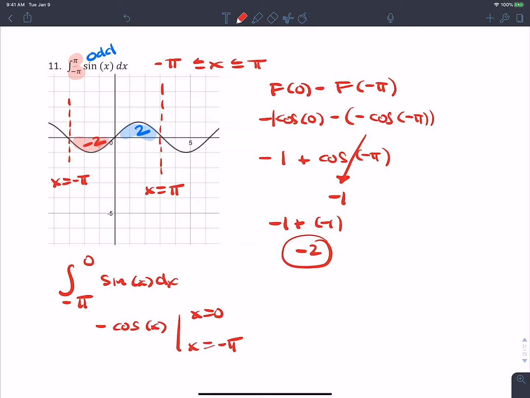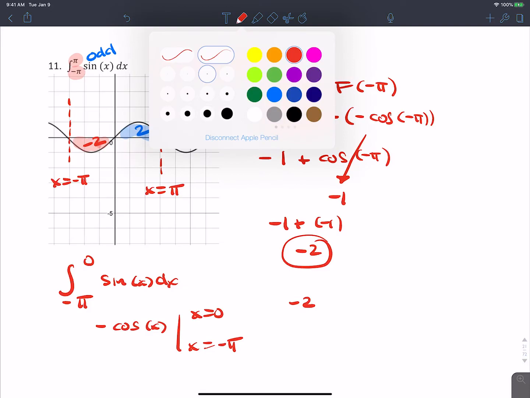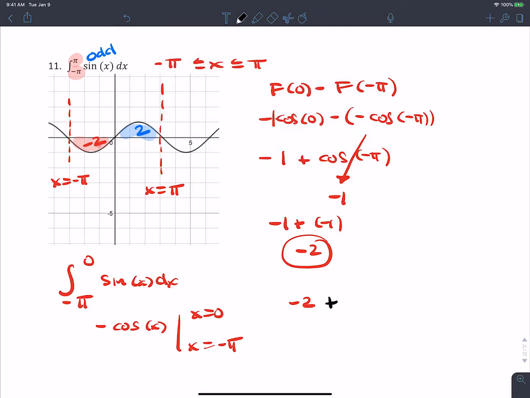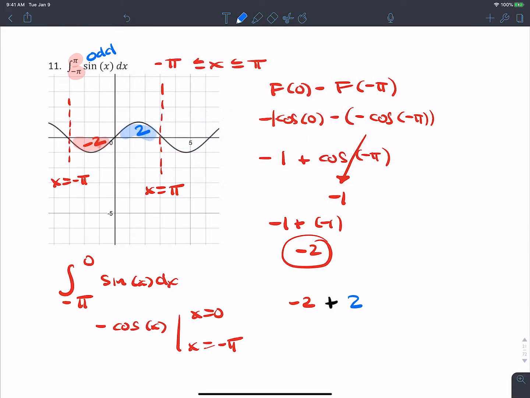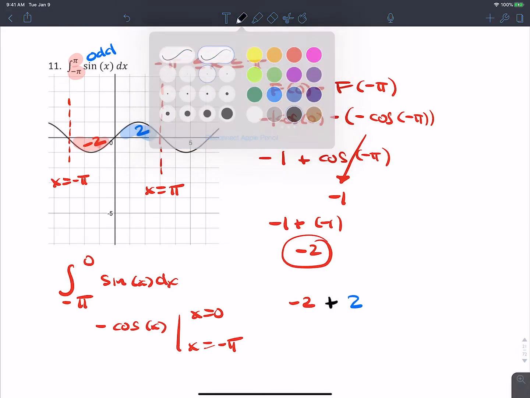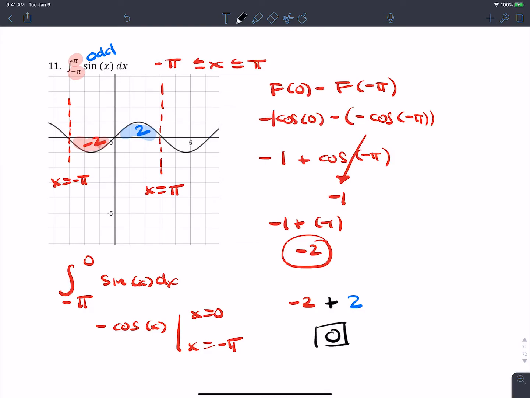So your final answer is going to be, I take that area in red, negative 2. I add the area in blue, positive 2. What does that give me as a net area? This area is 0, ladies and gentlemen. So this is going to be a very important detail for us. That area is actually 0. And so let's consider this fact.